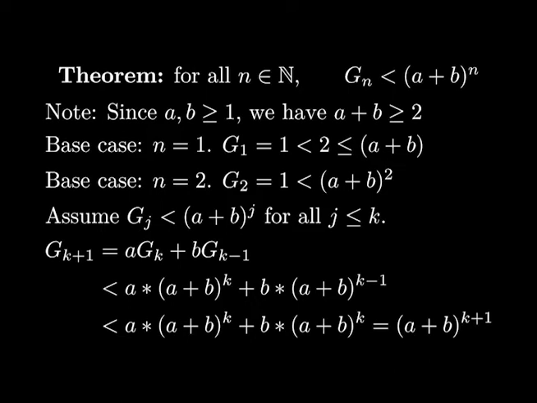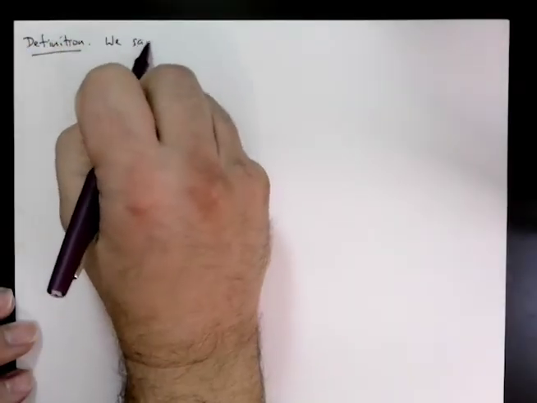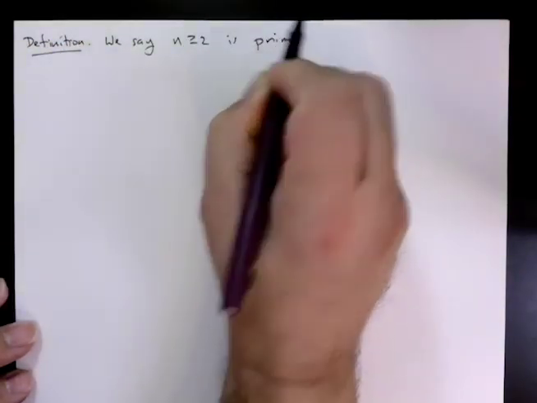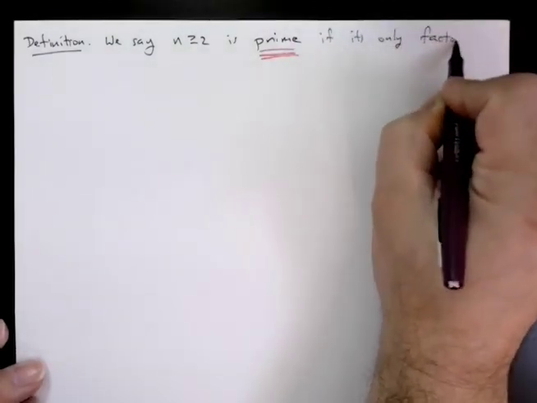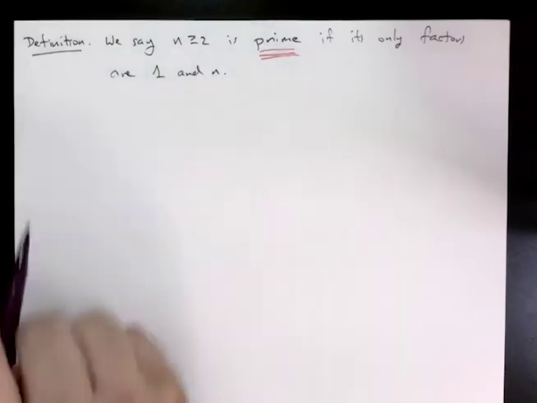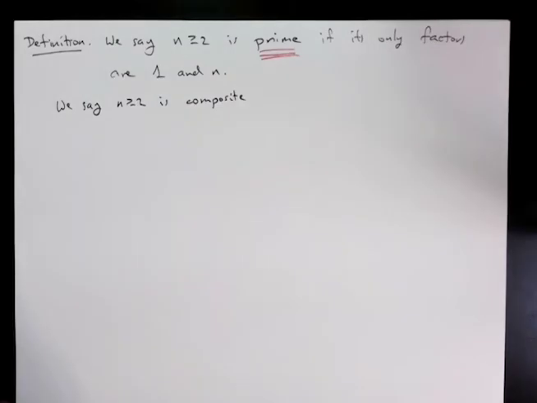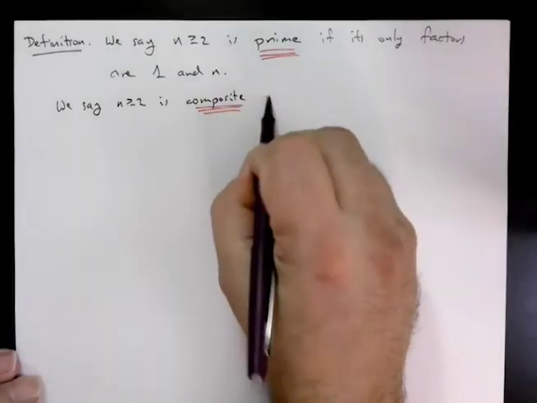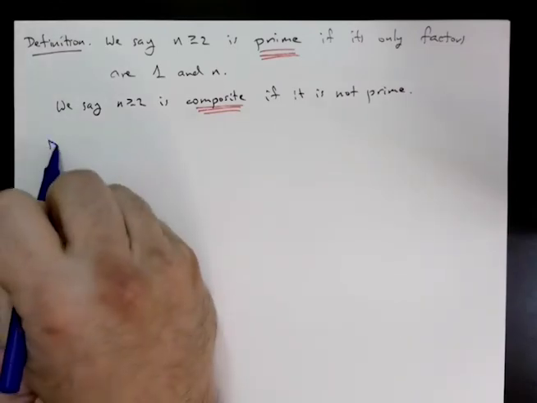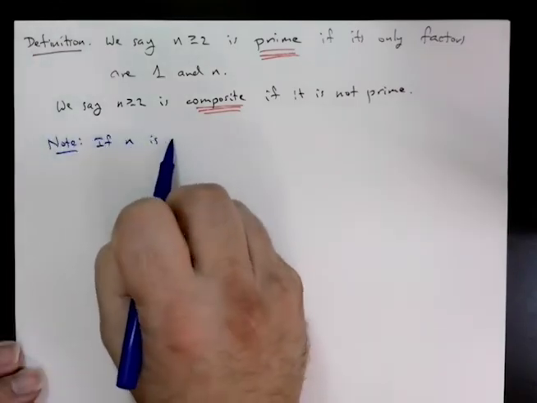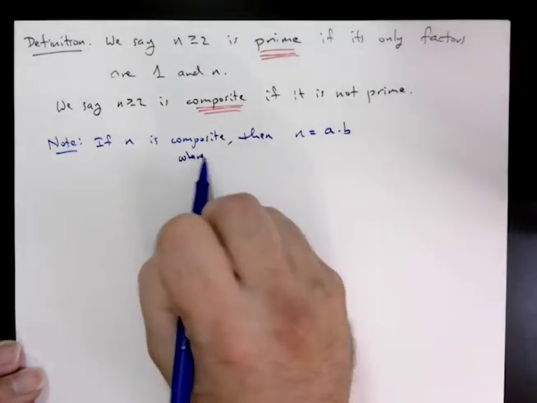Now let's do an example that shows the full power of strong induction. First, a reminder. We say that any natural number greater than or equal to 2 is prime if the only way to factor it is 1 times itself. A number that is not prime is called composite, and we can see from the definition that if n is composite, then n can be written as n equals a times b, where a and b are both strictly larger than 1, or alternatively, a and b are both strictly less than n.